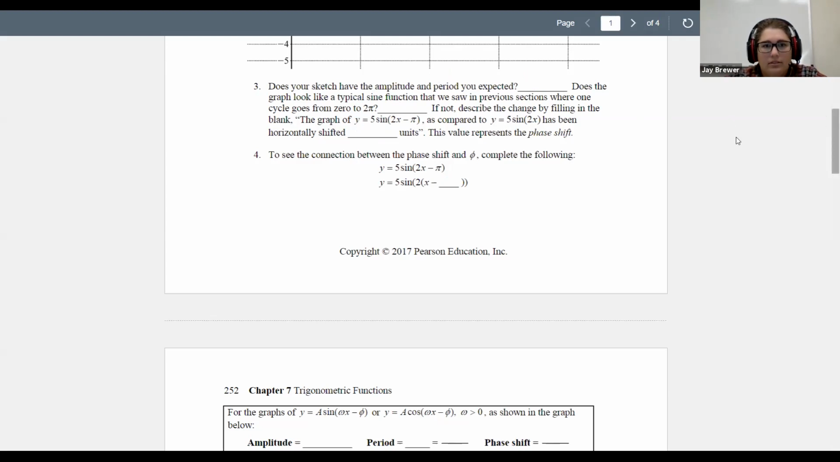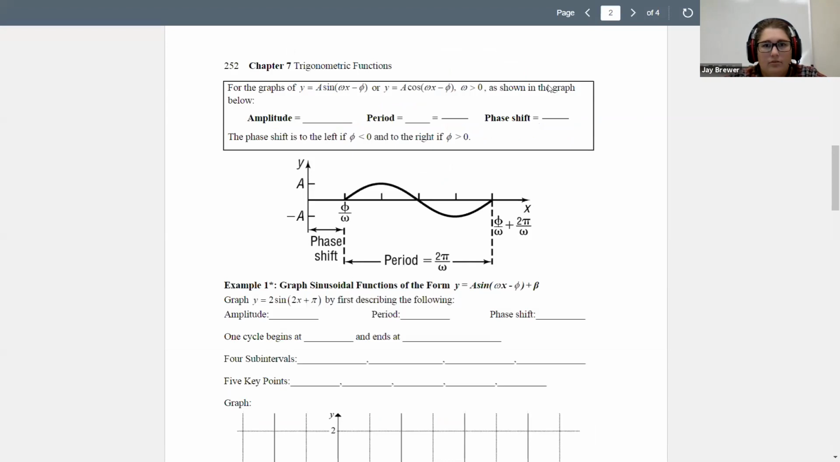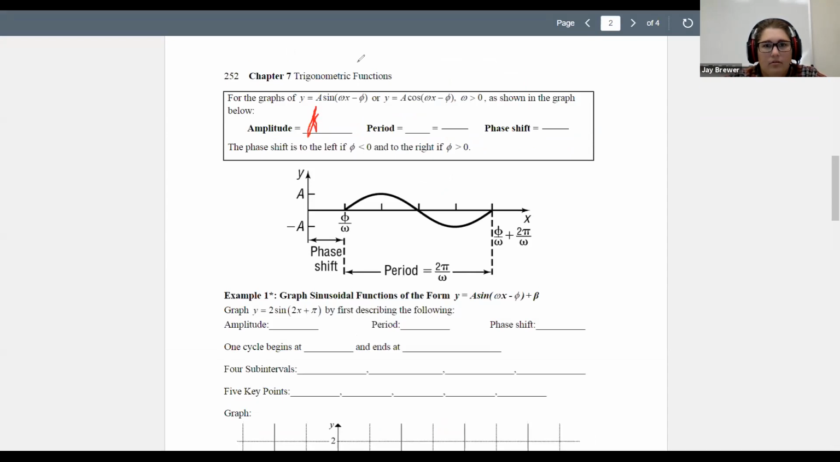The next little section just kind of has us restating what we already know. Amplitude is the absolute value of A. Actually, you know what? I can put, yeah.